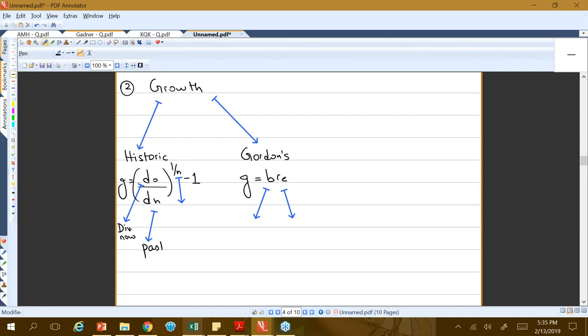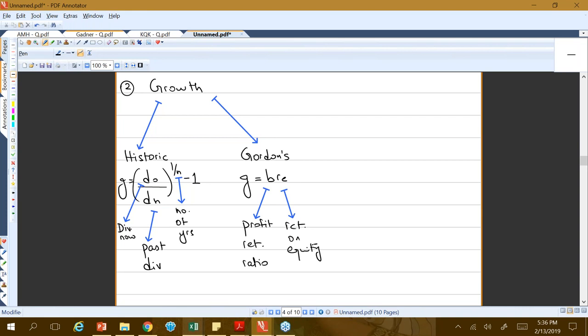And Dn is a past dividend, or the dividend a number of years ago. N is the number of years. So if I'm using a dividend 3 years ago, then n is obviously 3. If I'm using a past dividend of 4 years ago, then n is 4. So that is the historic model. Then in the Gordon's model, b here is the profit retention ratio. And RE is simply the return on equity, which is usually given to us.